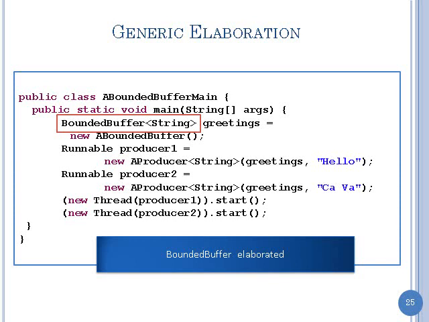So for those of you who have not implemented a generic class, how do you think one would implement a generic class? How would a bounded buffer be declared? So bounded buffer has two methods, get and put. Get returns some buffer from the list of buffers, and put inserts a buffer into a list of buffers. So when I say BoundedBuffer<String>, I'm saying I want a version of a generic bounded buffer where the elements are of type string.